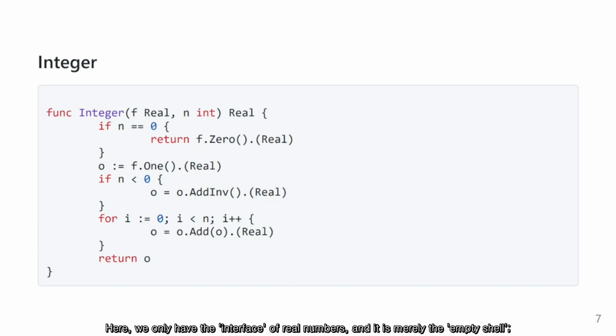Here, we only have the interface of real number, and it is merely an empty shell. We do not know what data the user implemented with this interface, and we do not know what's inside of it. Integers are numbers that can count like natural numbers. From this perspective, the integer function should be able to return the nth integer of the same kind.